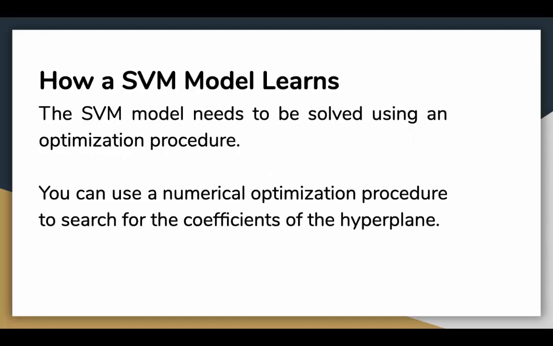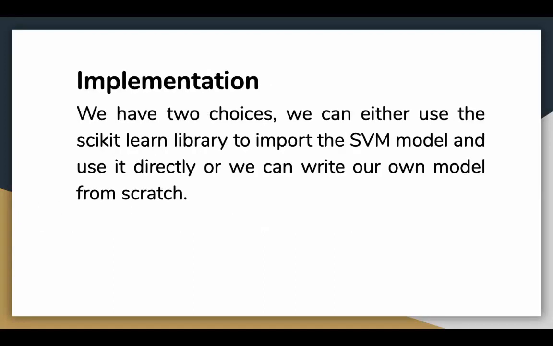The SVM model needs to be solved using an optimization procedure. You can use a numerical optimization procedure to search for the coefficients of the hyperplane. The most popular method for fitting an SVM is the sequential minimal optimization (SMO) method that is very efficient. It breaks the problem into subproblems that can be solved analytically by calculating rather than numerically by searching or optimizing. In the next video, we'll implement a support vector machine.